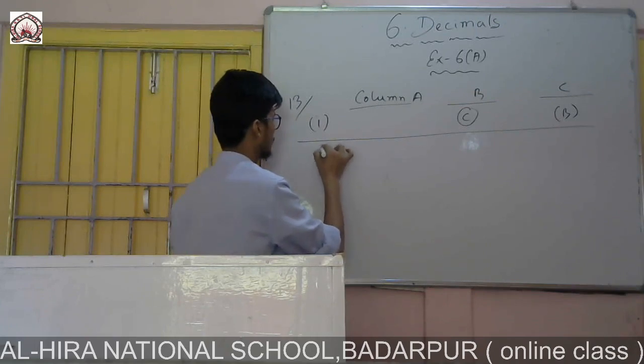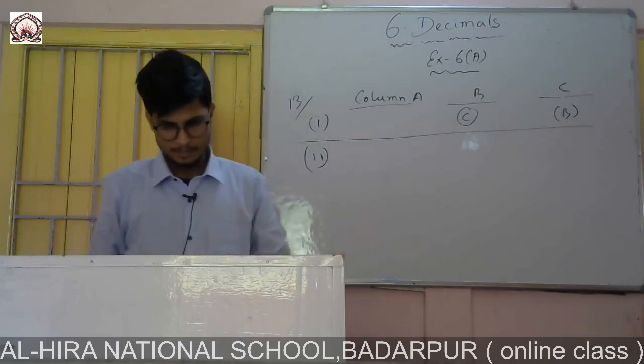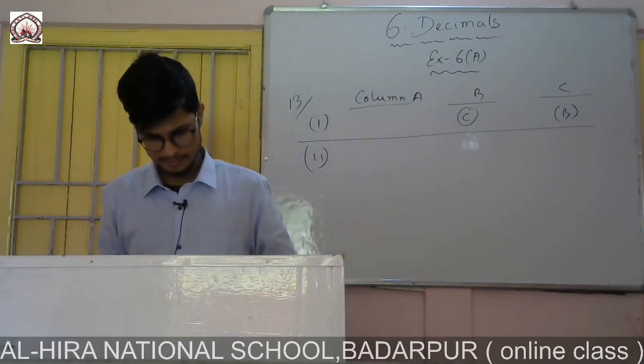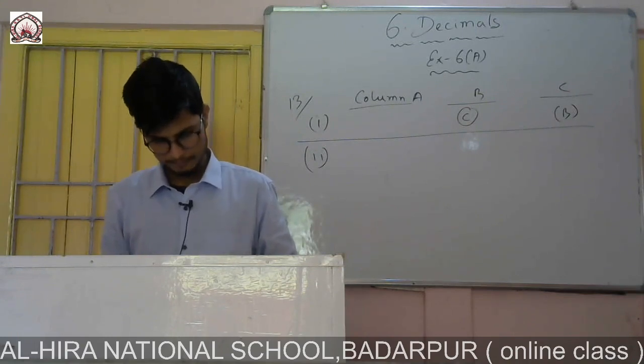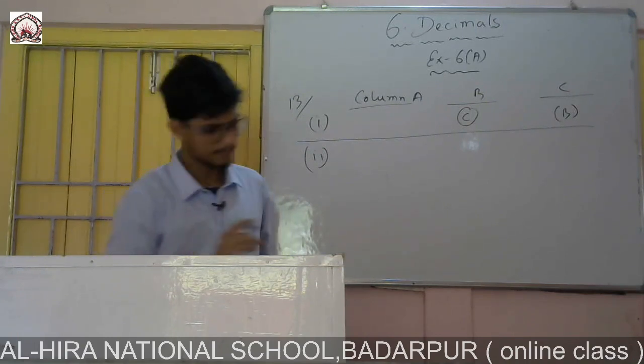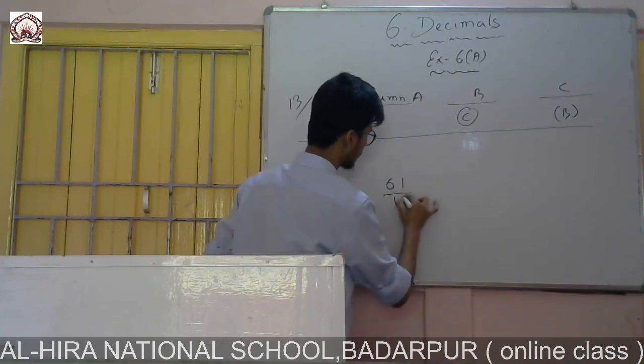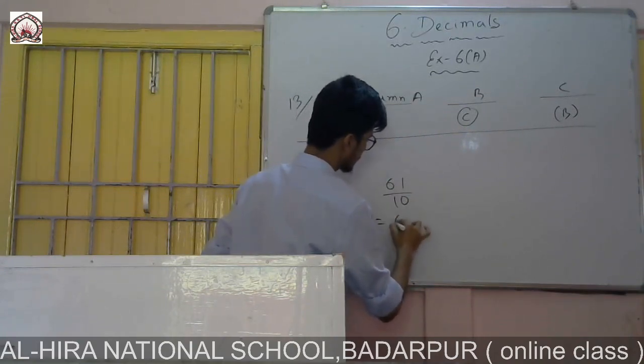Now Roman number 2, you see, 61 tenths. That means 61 by 10. So if I write 61 by 10, it will be 6.1.